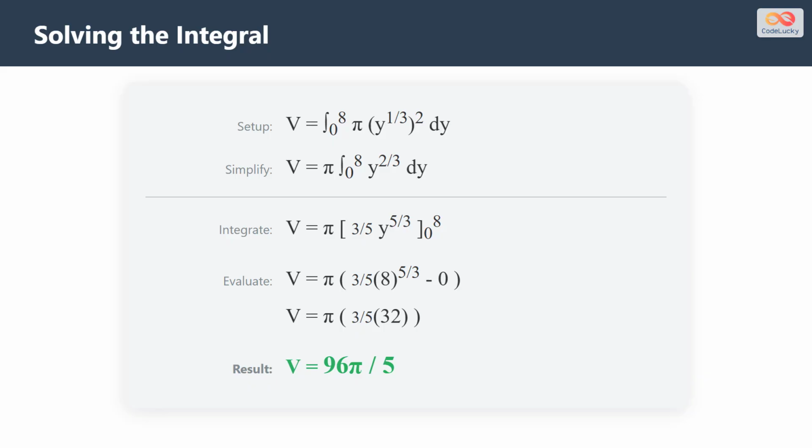Now we set up the integral. Volume equals the integral from 0 to 8 of pi times the cube root of y, squared, dy. Simplifying the integrand gives us y to the power of 2/3. We then integrate using the power rule.